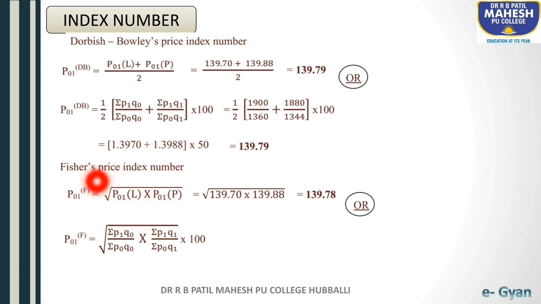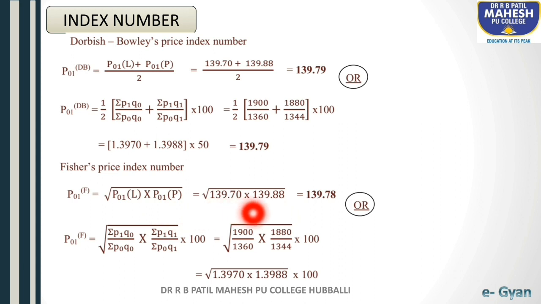You can also use another formula for Fisher's. Either apply this formula or use the other one, whichever is easy for you. The formula of P0 of Fisher's is root of summation P1 Q0 divided by summation P0 Q0, into summation P1 Q1 divided by summation P0 Q1, into 100. Now we substitute the values. Summation P1 Q0 total is 1900, summation P0 Q0 total is 1360, summation P1 Q1 total is 1880, and summation P0 Q1 total is 1344.